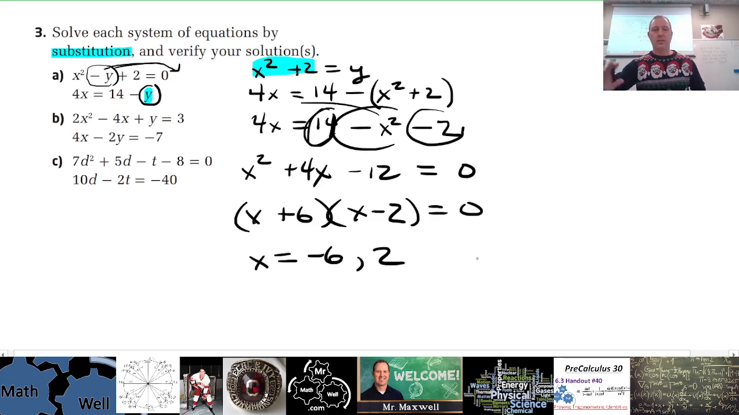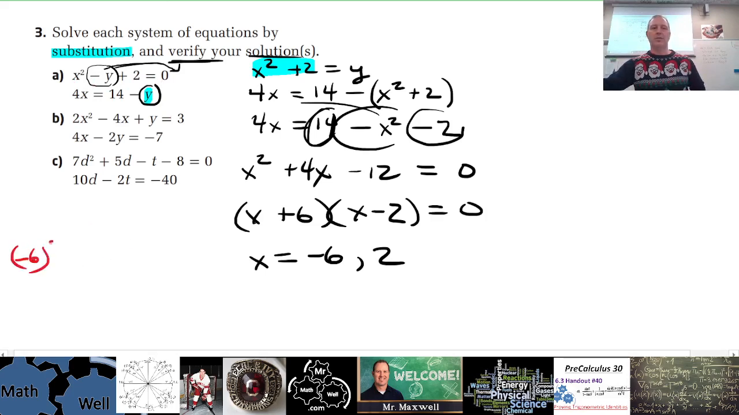Now, I haven't checked to see if that's the right answer. I have no idea. What you should do is verify your solution, because that's what it says here, verify. So you need to check. That means if I put x into either one of these equations and y into either one of these equations, it should be a true statement.